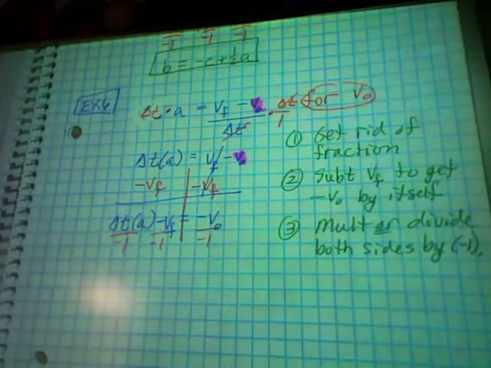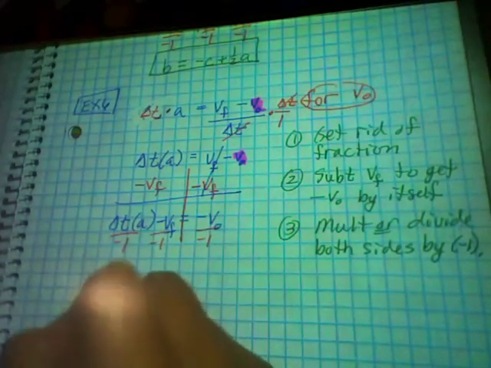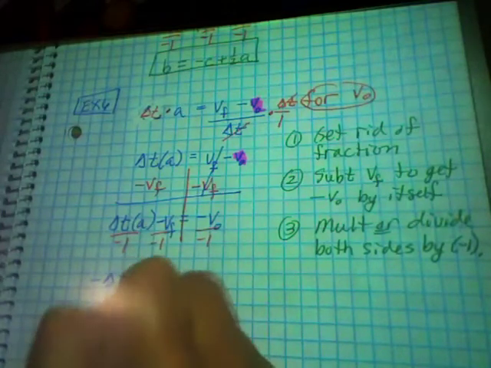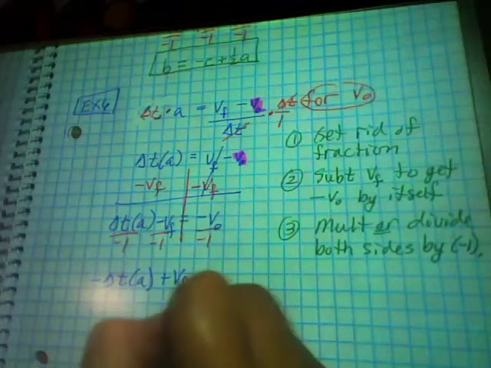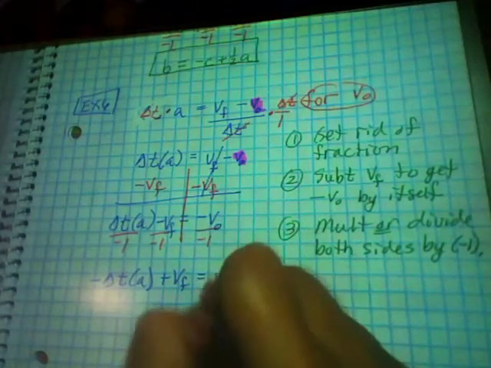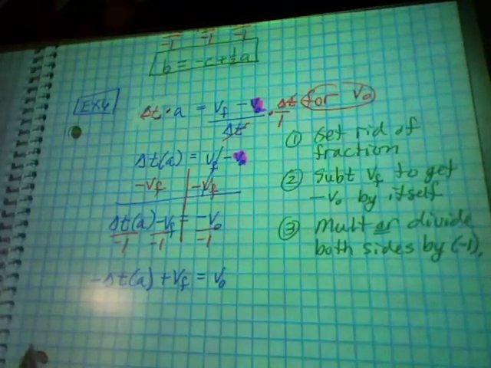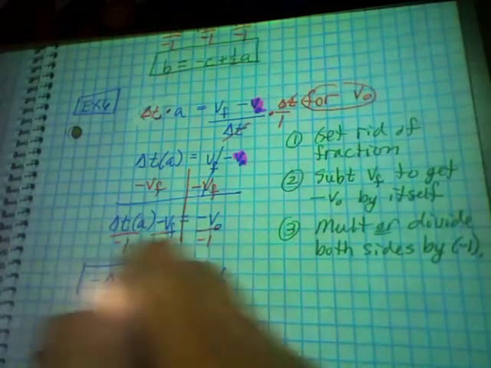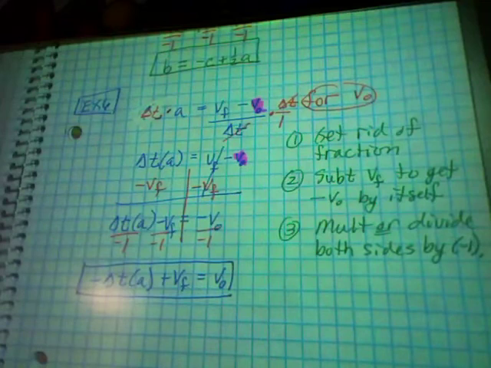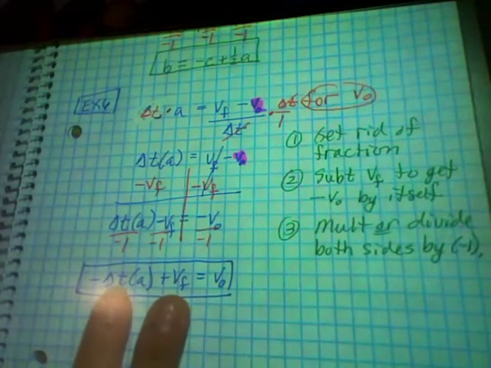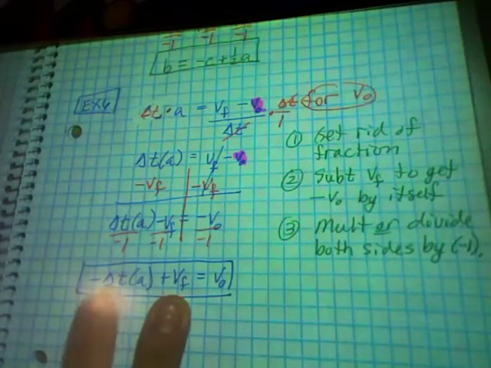And then that essentially changes the signs of everything. So the delta t becomes negative delta t times a. The negative v sub f becomes positive v sub f. And then the negative v sub o becomes a positive v sub o. And if you wanted to move around the v sub f and the negative delta t, you could. But make sure the negative stays with the delta t.